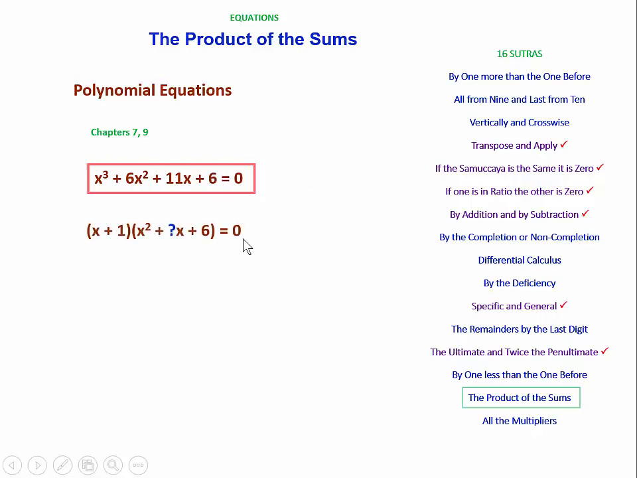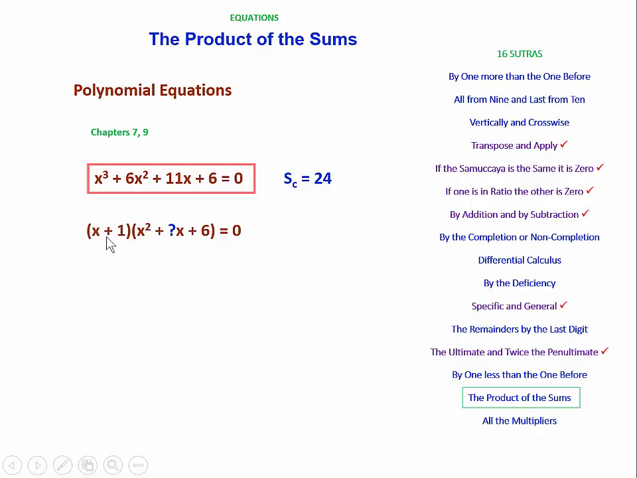So we get something like this, the x plus 1, and there's the quadratic. We know the first and last terms of that quadratic because we've got an x cubed here, so it must be x times x squared. And we've got a 6 here, so it must be 1 times 6. Those are definitely known. What's not known is the coefficient of x. And we can use the sutra for filling in that missing number. The sum of the coefficients here, if you add them up, 1, 6, 11 and 6, comes to 24. The sum of the coefficients here is 2. 1 and 1 is 2.